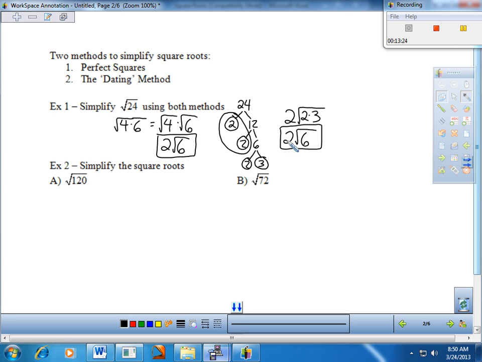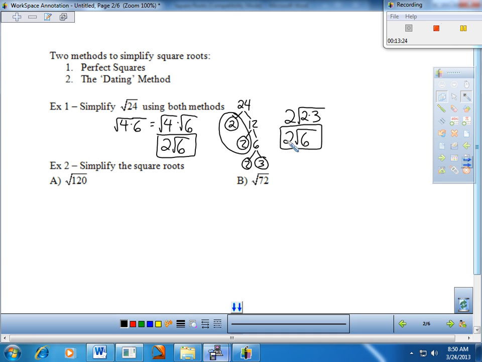All right, hey, I'd love for you to pause the video actually and see if you can just do a couple of these quickly. So square root of 120 would be great, and square root of 72, if you could pull that off for me. And then I'll probably rush through both methods there, but you should be able to work with these.